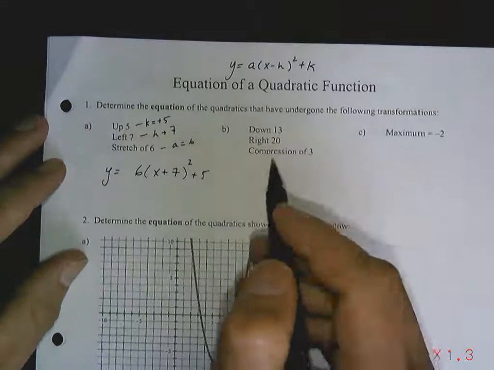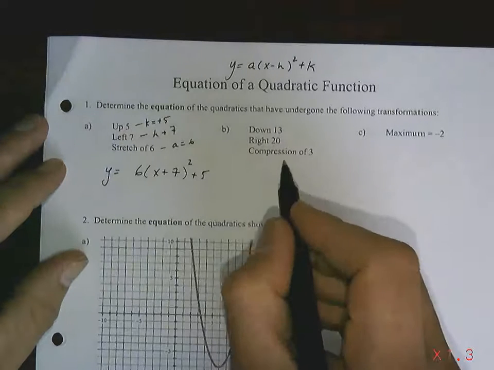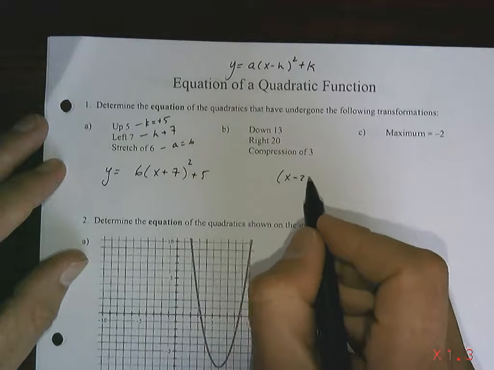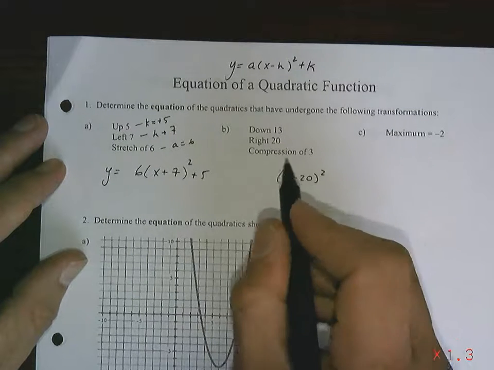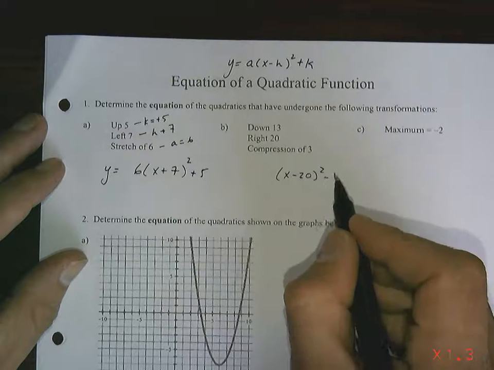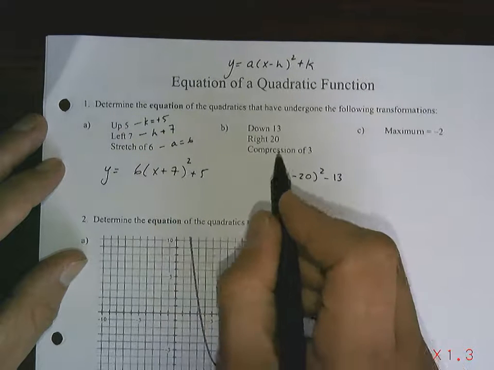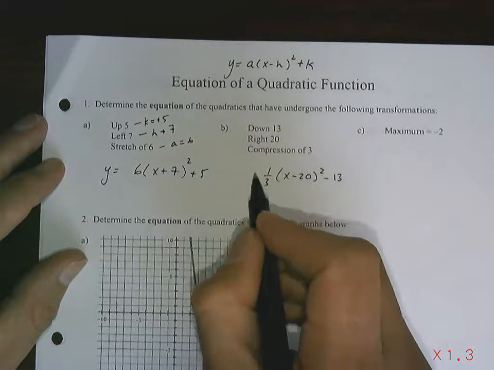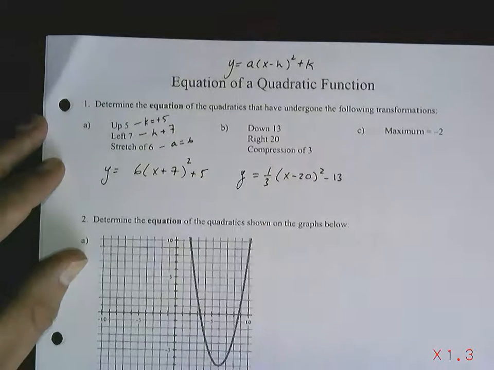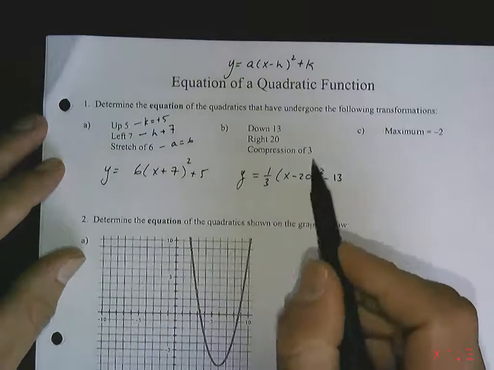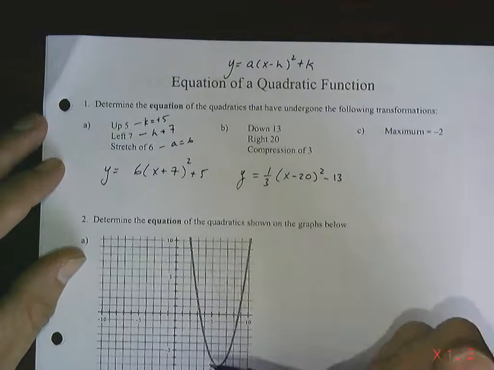Same thing's going to happen here. So again, I'm going to start with this right 20. So x minus 20 squared is giving me my right 20. My down 13 is negative 13. And a compression of 1/3 is going to be given by 1 over 3. Oh, I'm sorry, a compression of 3 means a multiple of 1/3.